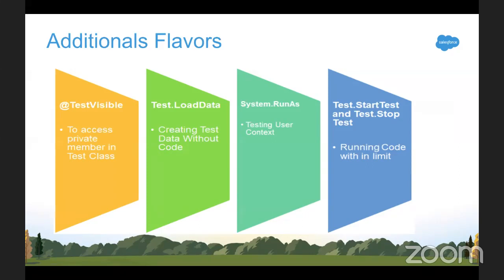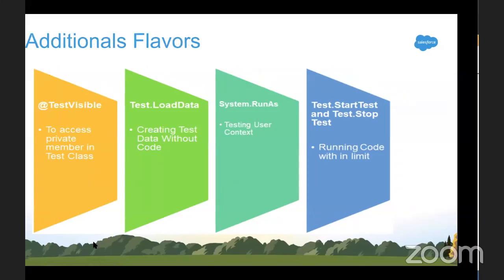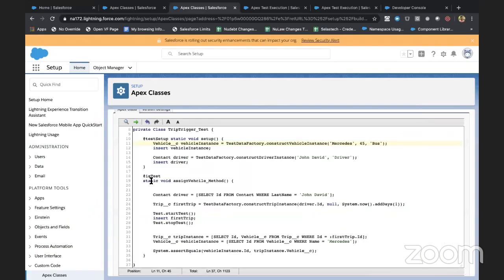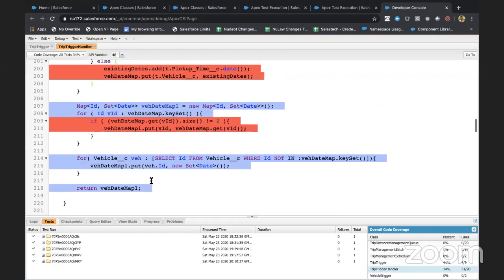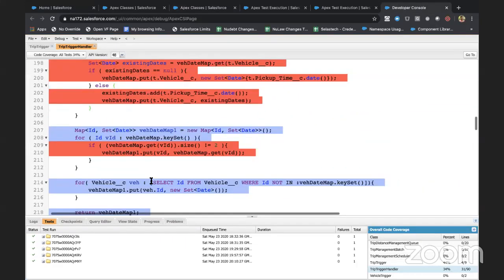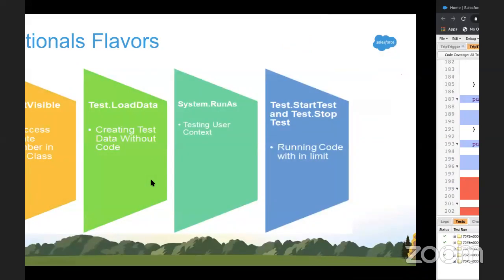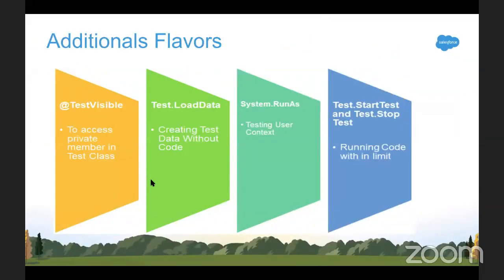So first one is TestVisible. What will it do? Let's say you developed a method in your controller and gave the access specifier as private for your method, and you want to access or invoke that method from your test class. It will not allow you unless you add an annotation called TestVisible on top of the method.